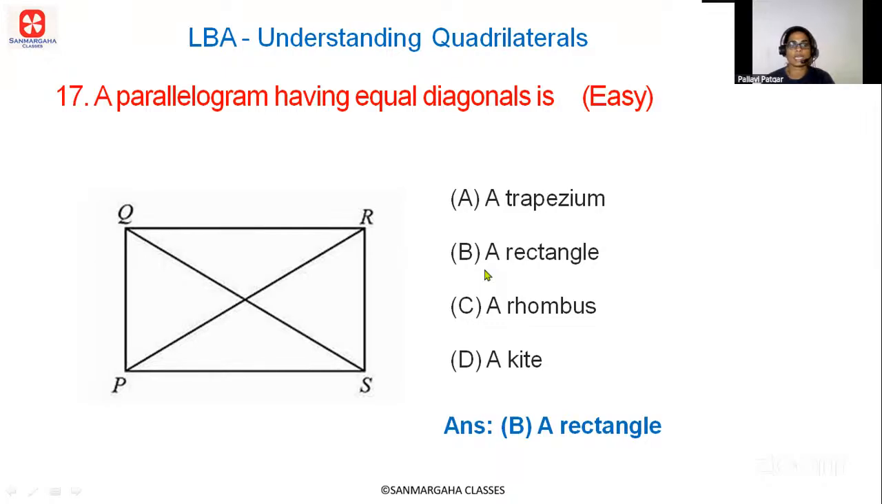Okay, so here, which parallelogram has equal diagonals? Rectangle. Okay, so B is the correct one. Thank you.